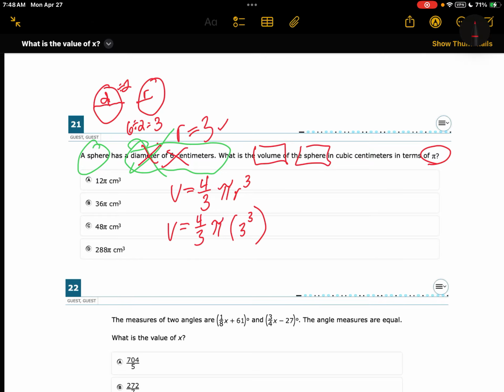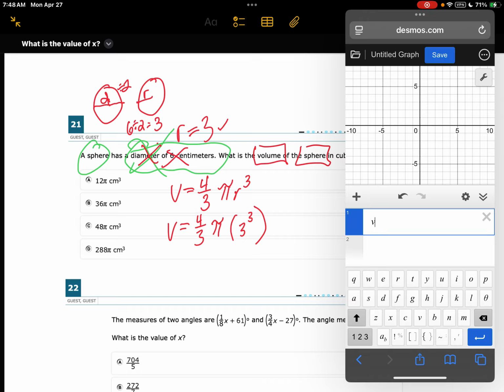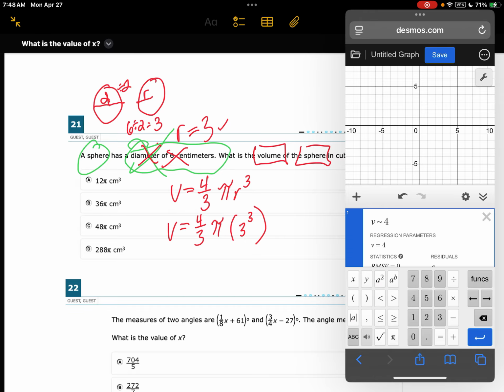Okay, I'm going to type this into Desmos. And remember, do not hit your equal sign. 4/3 and then times pi. You don't have to type the times. You can just type pi, but it's up to you. Times 3 to the 3rd power. All right, so I get 113.09.